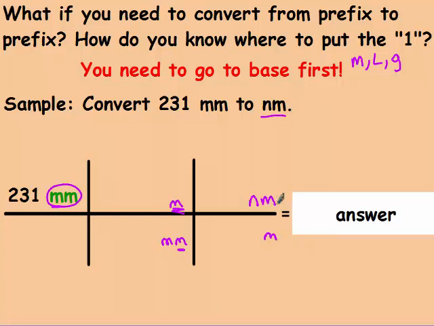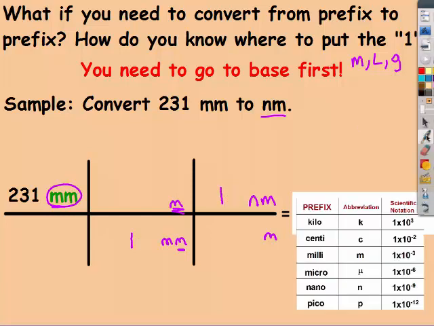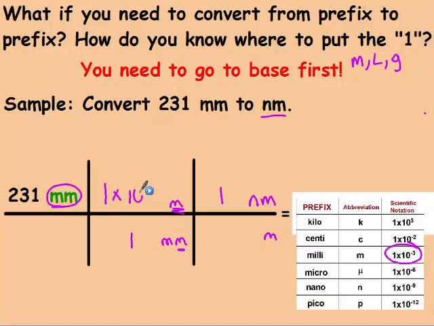Now it's just like what we did before. The 1 goes with the prefix. So in the center, 1 millimeter and 1 nanometer. Looking at my chart, milli, remember, is 1 times 10 to the negative third. And 1 nanometer is 1 times 10 to the negative ninth.